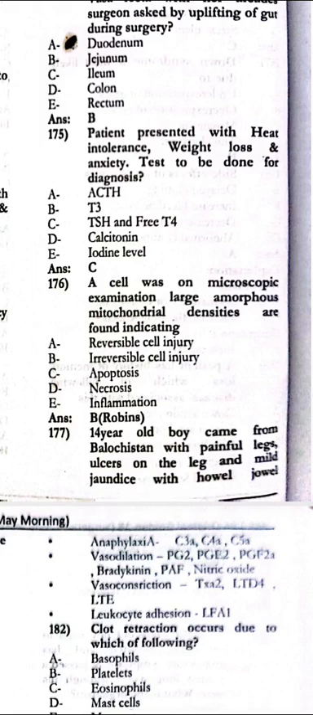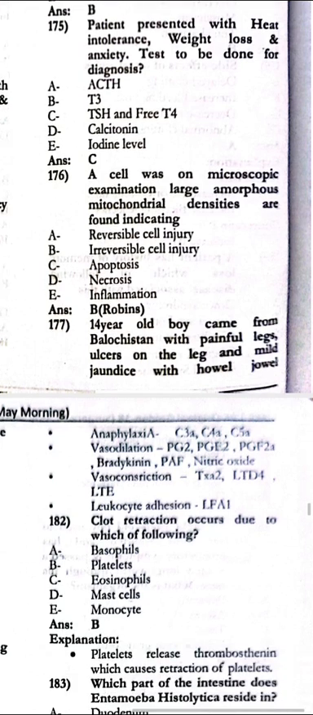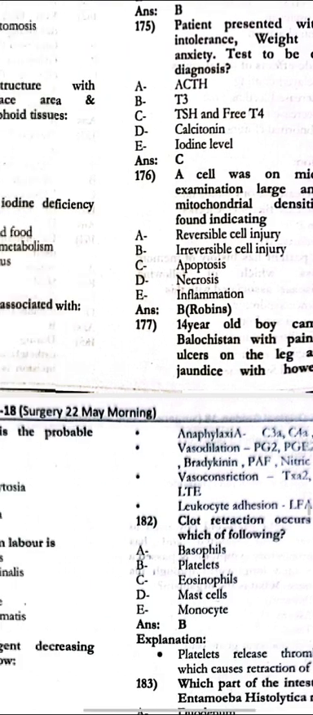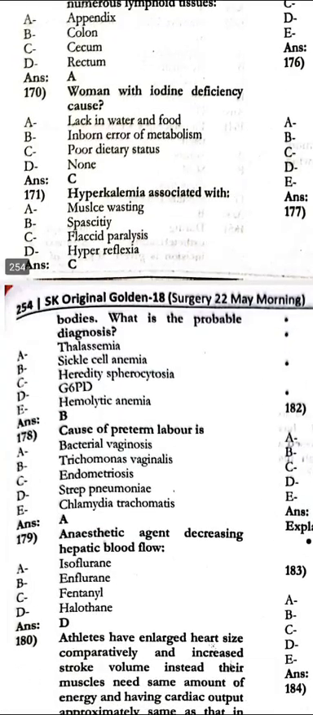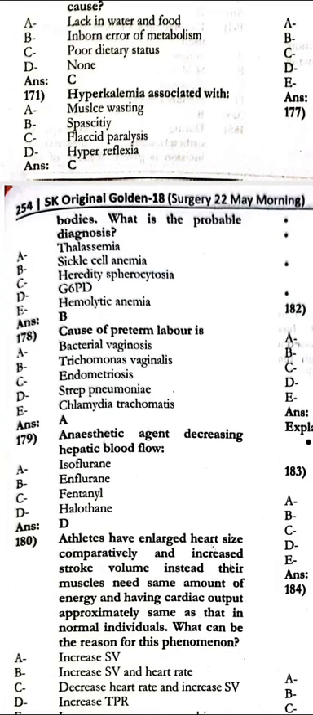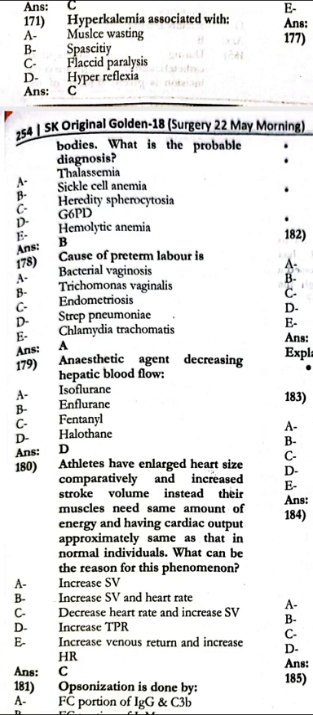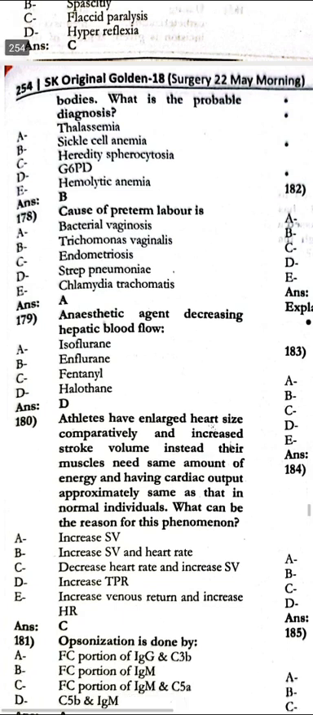On microscopic examination, large amorphous mitochondrial densities are found, indicating irreversible cell injury. A 14-year-old boy came from Balochistan with painful legs, ulcers in the legs, jaundice, and Howell-Jolly bodies. The diagnosis would be sickle cell anemia. The cause of preterm labor is bacterial vaginosis. The anesthetic agent decreasing hepatic blood flow would be halothane.